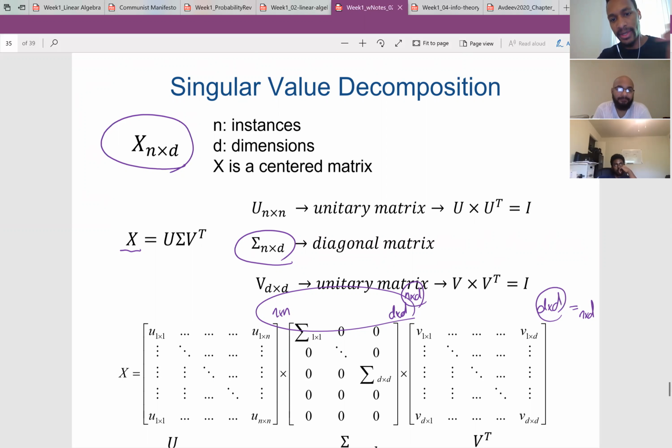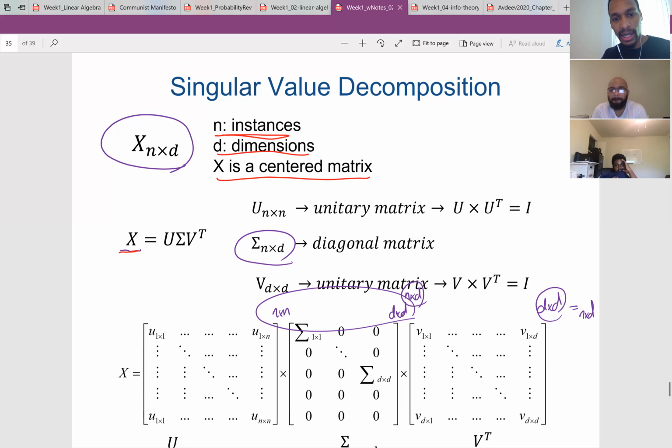So singular value decomposition, pretty easy thing to understand. I think it's more of an applicational utility, and it's very useful in a lot of different applications. So you have your X matrix, where N is the number of instances, I guess your measurements, and then D is your dimensions. And in this, it says X is a centered matrix. I don't know if it necessarily has to be a centered matrix, but in this particular case, we're assuming that it is.